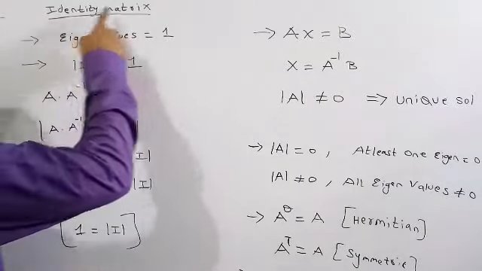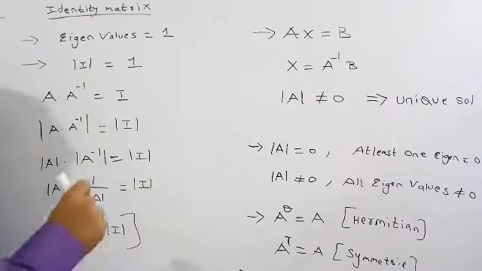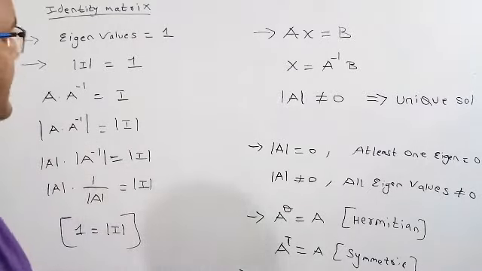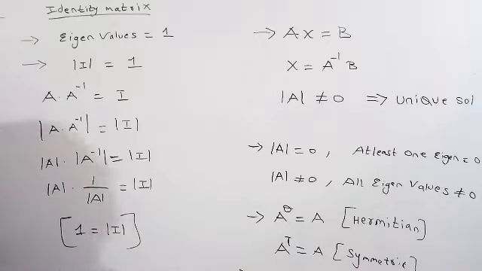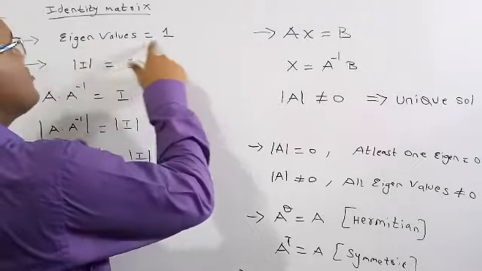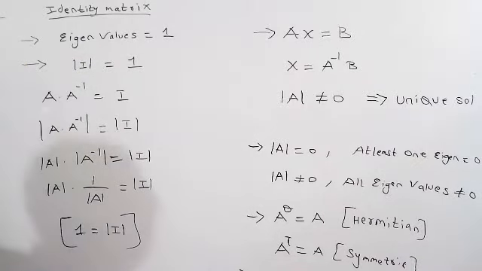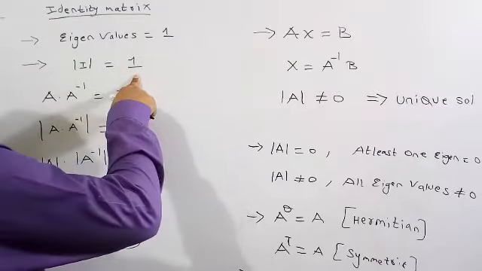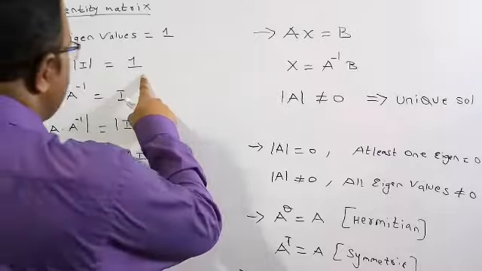See, for an identity matrix, all the elements in the diagonal are equal to 1. Therefore all the eigenvalues of any identity matrix are equal to 1. So if you want to figure out the determinant of the identity matrix, it is equal to the product of the eigenvalues, so we will get 1.